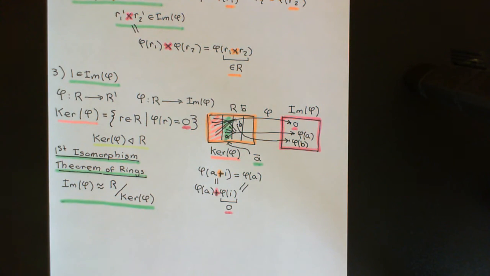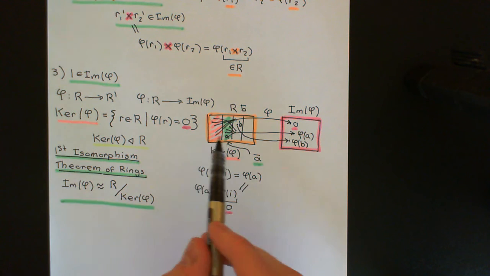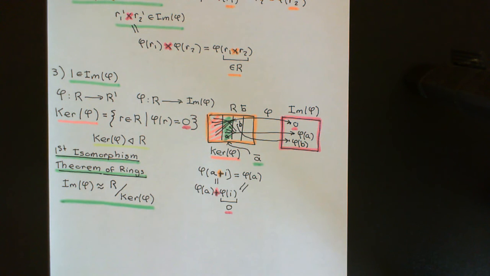Okay, so I want to prove that elements in distinct cosets of the kernel of the homomorphism are mapped onto different elements in the image of the homomorphism by the homomorphism. Okay, so how am I going to do that? Well, I'm going to do it very simply with a proof by contradiction. So I'm going to assume the exact opposite of what I want to prove.